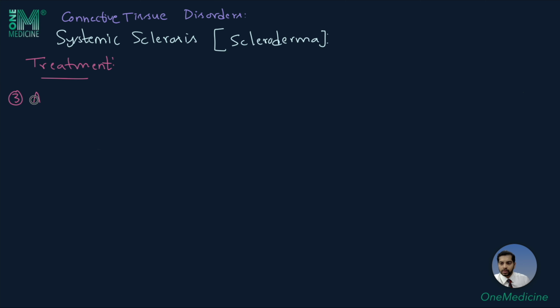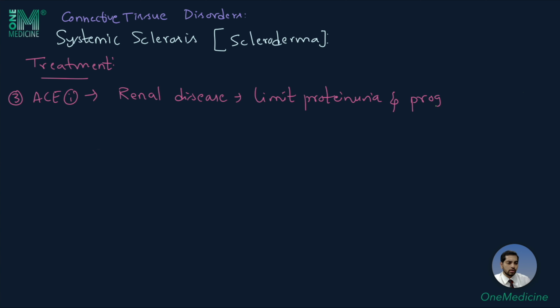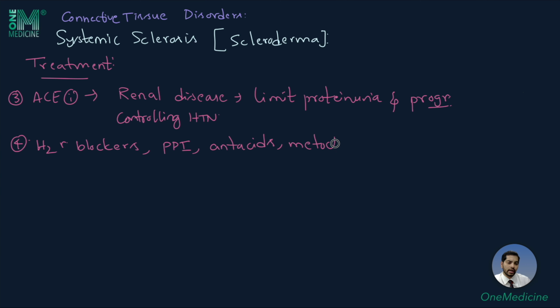Other specific therapies include ACE inhibitors. Here it is particularly used in patients with renal disease. This is also known to limit the proteinuria and progression of renal involvement. This can also help in controlling hypertension. For GERD symptoms, H2 receptor blockers such as ranitidine, or proton pump inhibitors, or antacids, or metoclopramide can be used.